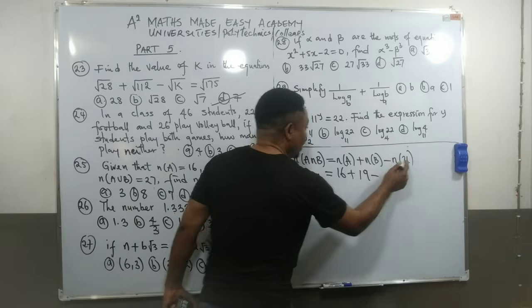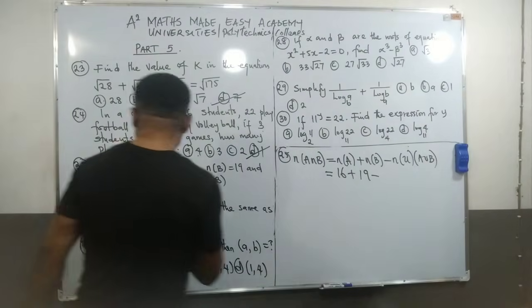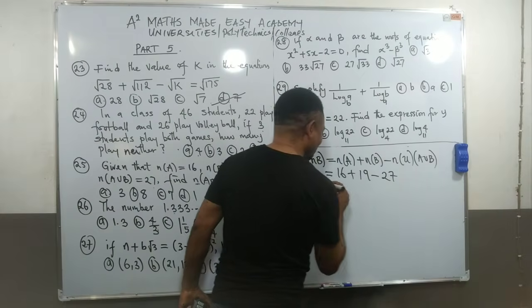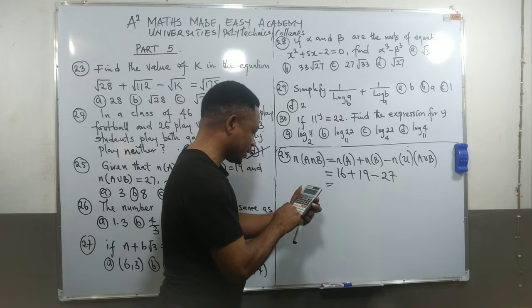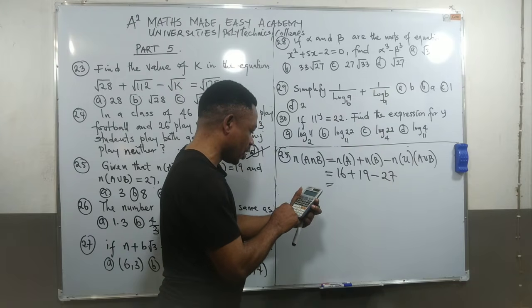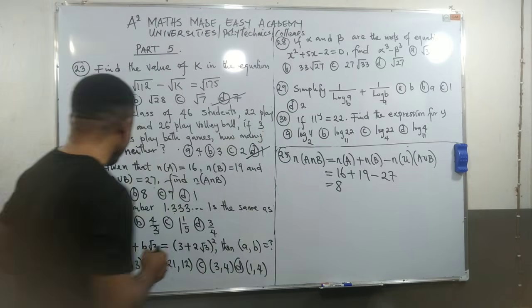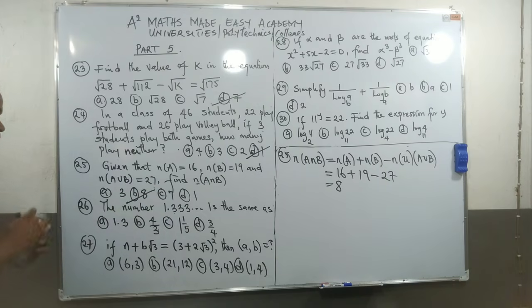Minus the universal set simply means A union B. Please don't forget that. So what is the cardinality of A union B? It is 27. Can we bring our calculator again? I will now say, watch: 16, are you with me? Plus 19, then minus 27. What is the answer? 8. Do you have 8 in the options? Yes. What is the correct answer? Option B. Am I communicating now?